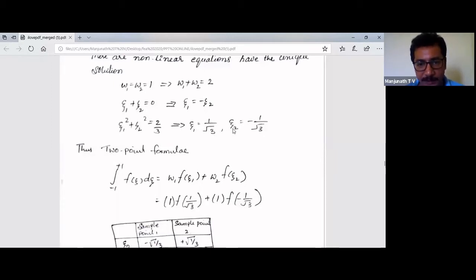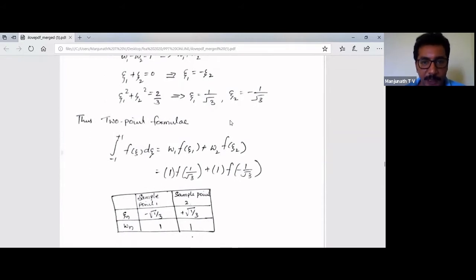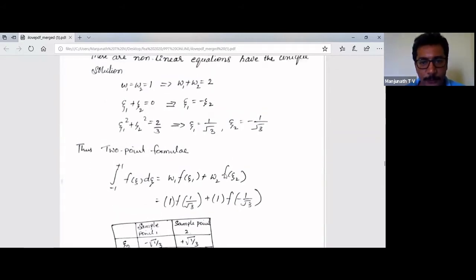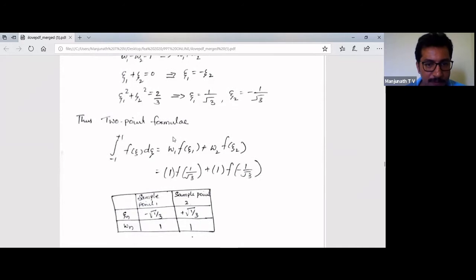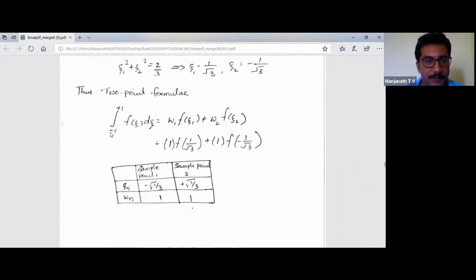Then as you simplify, you will get zeta 1 equal to 1 by square root of 3. Similarly, once you have got the zeta 1 value, we can easily get the zeta 2 value, because zeta 1 is equal to minus zeta 2, so zeta 2 becomes minus 1 by square root of 3. So that way we have got the values for W1, W2 and zeta 1, zeta 2. This gives the coefficient values, the weights, and also the sampling points for the 2-point formula. Thus the 2-point formula becomes the integral from minus 1 to plus 1 of f of zeta d zeta, which is equal to W1 f of zeta 1 plus W2 f of zeta 2.